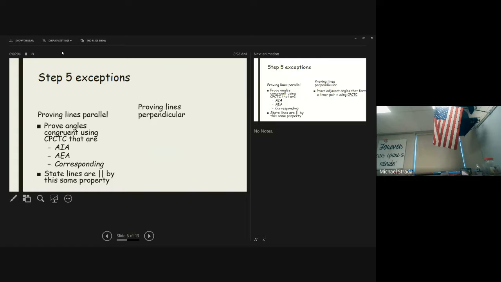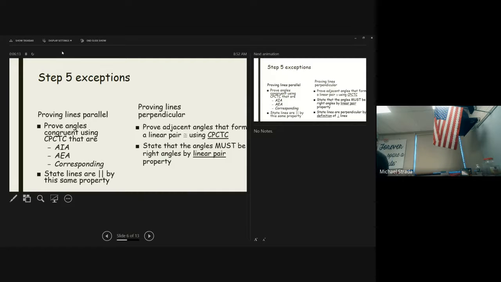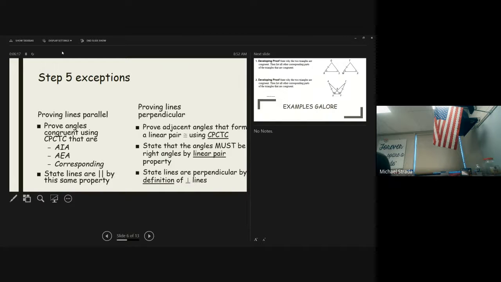The other exception is proving lines perpendicular. You'll need to prove adjacent angles that form a linear pair are congruent using CPCTC. You then state that the angles must be right angles by the linear pair property. State lines are perpendicular by definition of perpendicular lines.